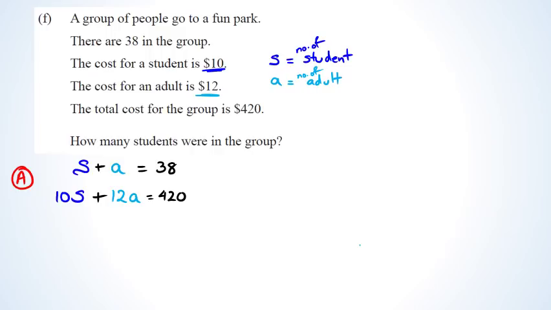Okay, so the second part I'm going to look at is elimination. So what I'm going to do is take that first equation and eliminate the students. So I'm going to multiply this entire equation by 10, which means I'm going to get 10S, 10A, and then 38 times 10 is 380. Now you might wonder why I didn't eliminate A. Well, it's because that's 12, and I really don't want to be wasting time doing 38 times 12.